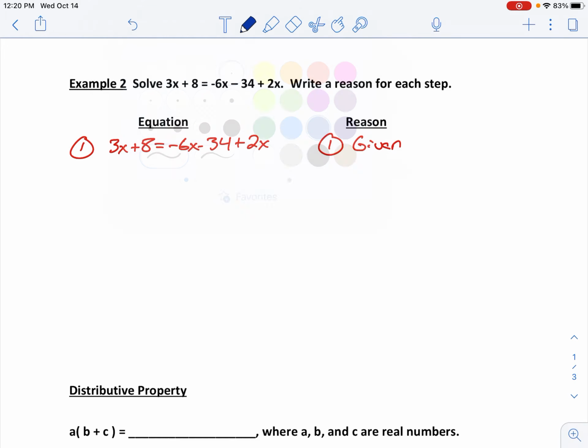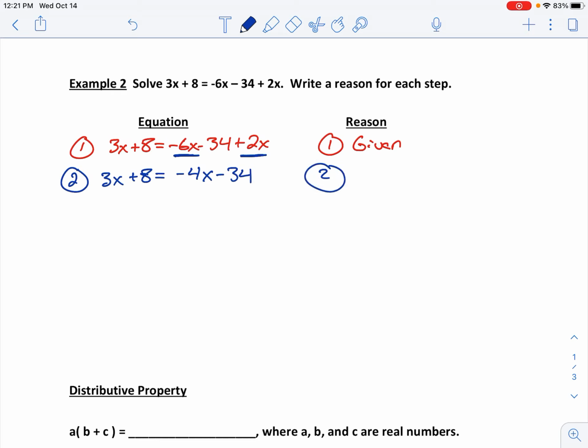I'm going to go ahead and change colors just to make it not too hard on the eyes here because I have this negative 6x and 2x. So if I were to do negative 6x plus 2x, I get negative 4x. So here's what my next statement looks like. 3x plus 8, nothing over there, equals negative 6x plus 2x is negative 4x and then minus 34.